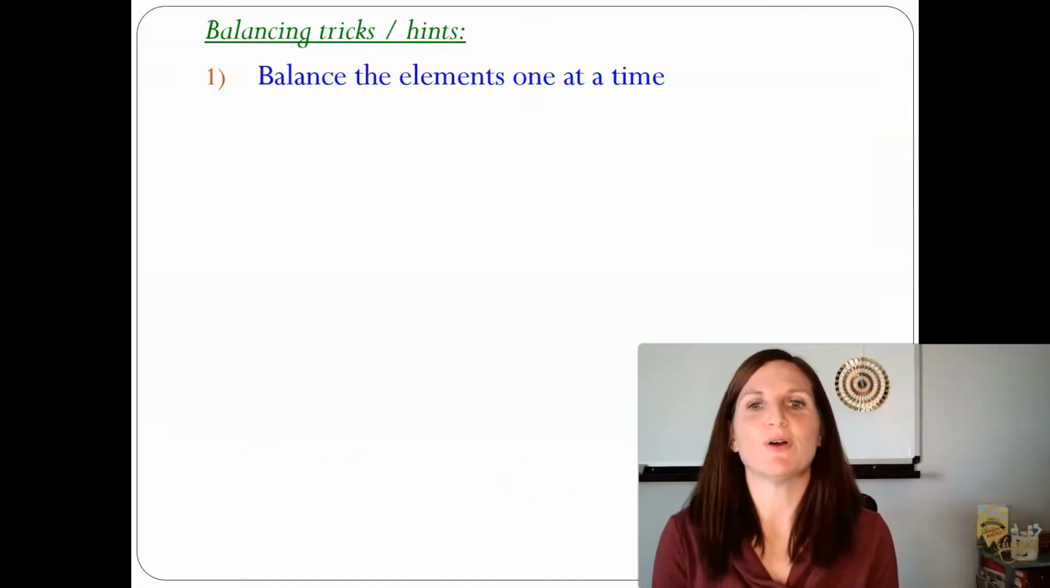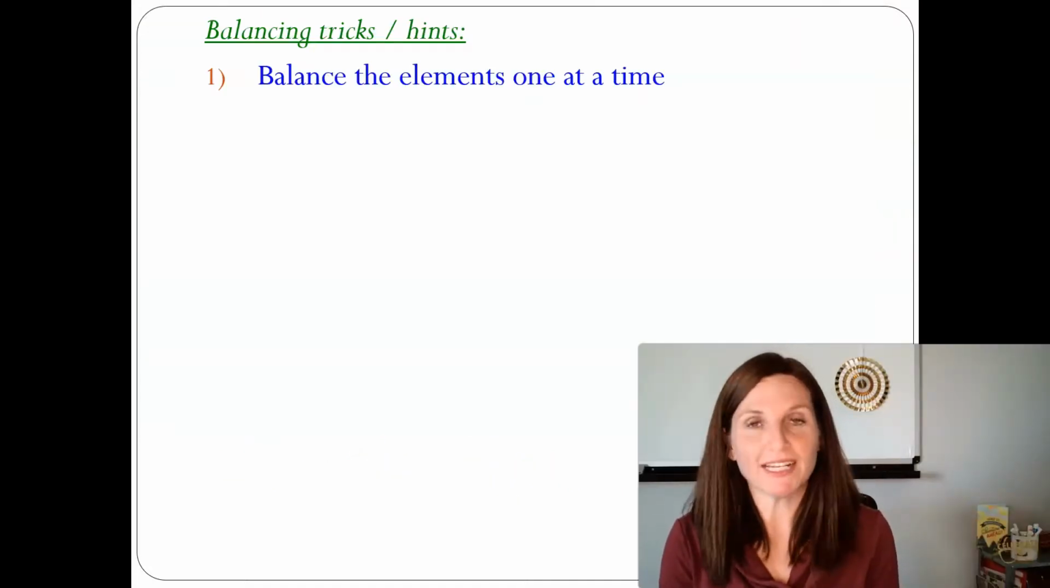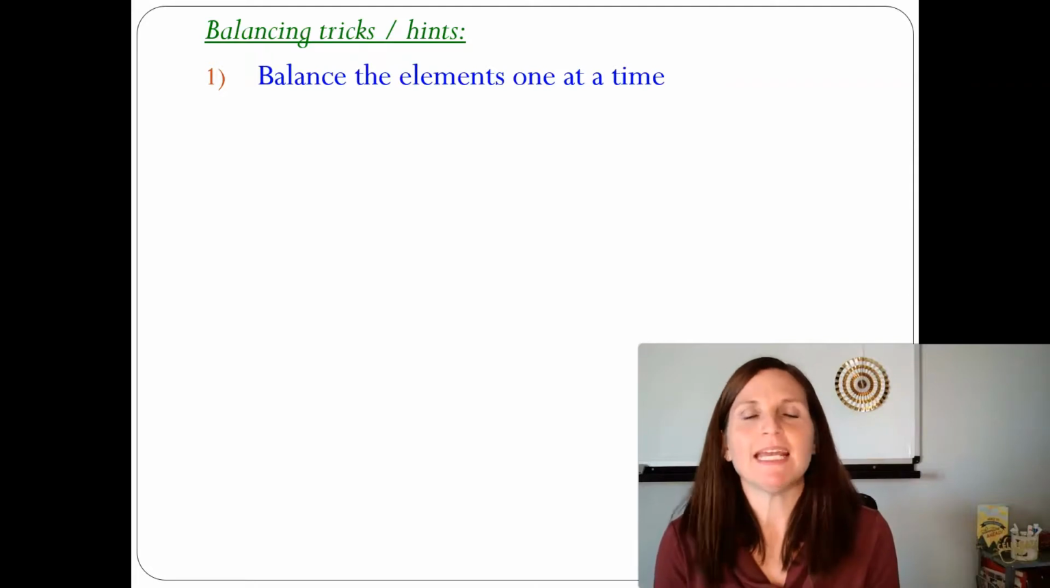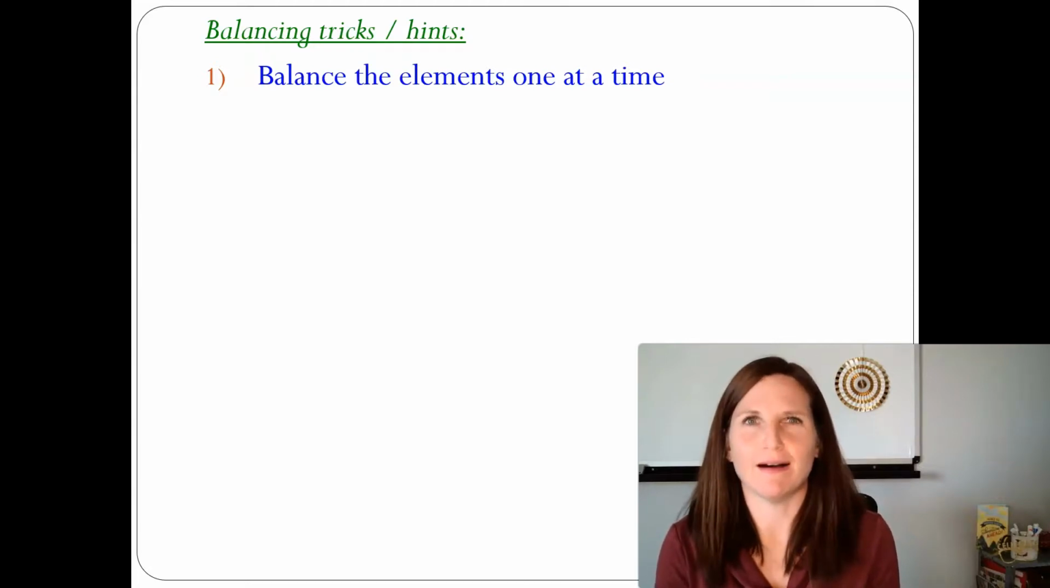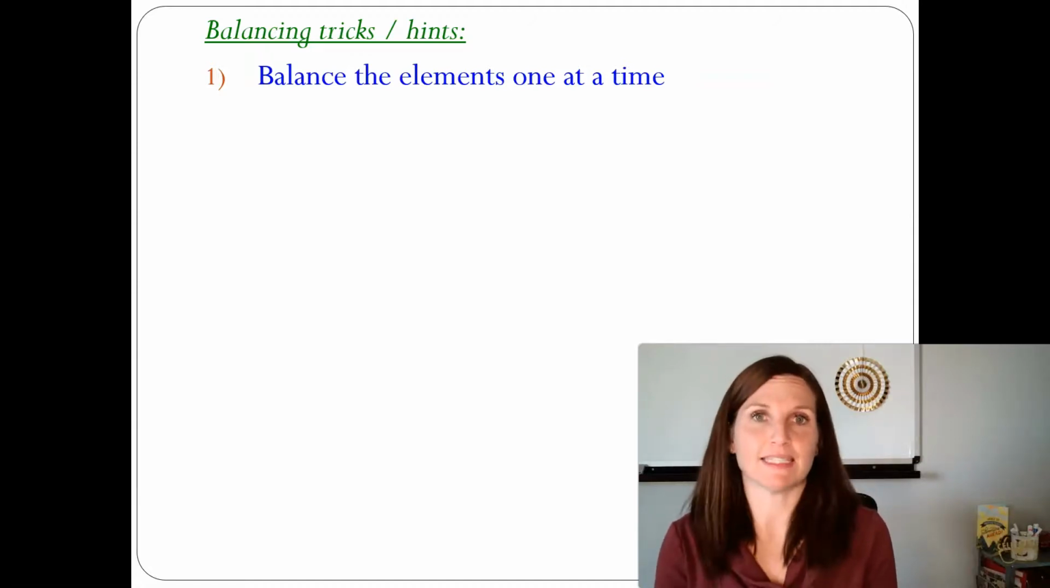So today I'd like to go over some tips and tricks to help you become excellent at balancing any equation. The first one is to concentrate on balancing elements one at a time. Just do the next right thing. Be like Anna, okay? I don't know if you guys have seen Frozen 2, but just do the next right thing. Just balance the next thing in front of you.